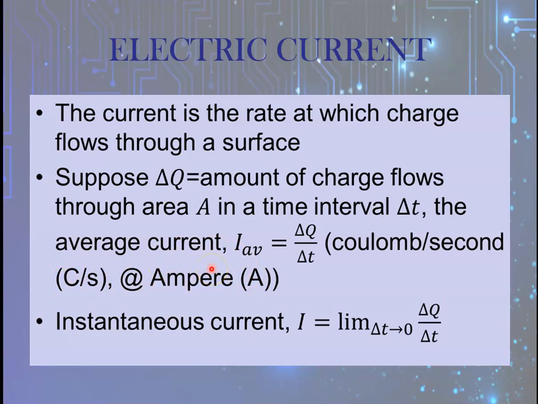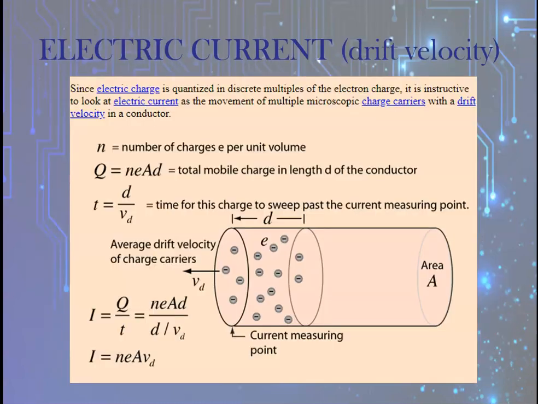The second term for electric current is instantaneous current. Instantaneous current is the amount of a very small charge flowing through an area. The equation is basically the same as the average current, but as it is a very small amount of charge passing through an area, it has a limit of delta T going to zero. So this is electric current in definition. Another term that is very important for electric current is drift velocity. So what is drift velocity?